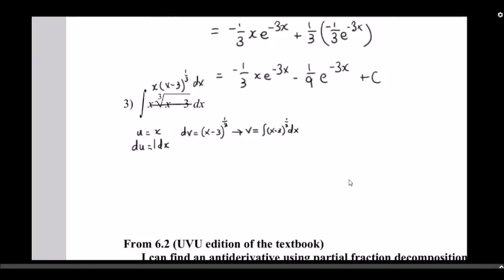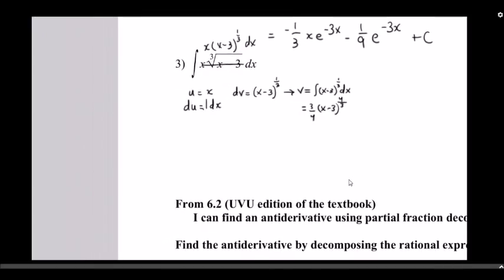So just apply the general power rule, which is adding 1 to the exponent. So 1/3 plus 1 is 4/3. So we're going to get x minus 3 to the 4/3, and then we either divide by 4/3 or in this case multiply by 3/4. So there's v. So the original problem, the antiderivative of x times x minus 3 to the 1/3 dx equals u times v.